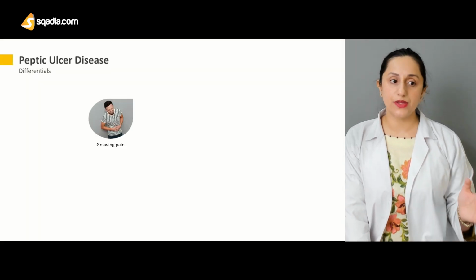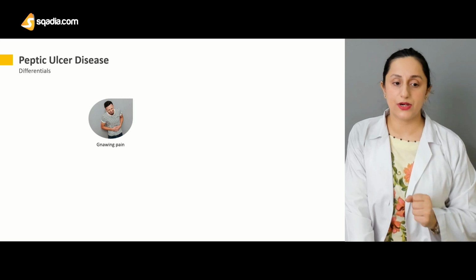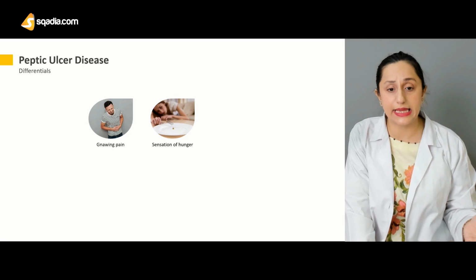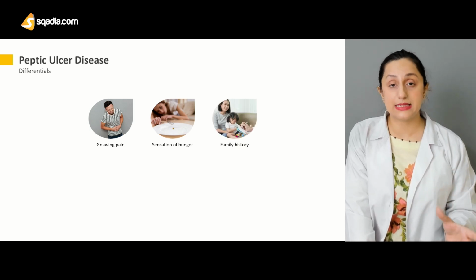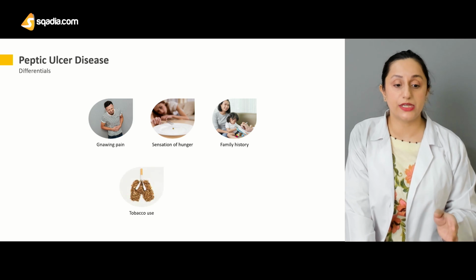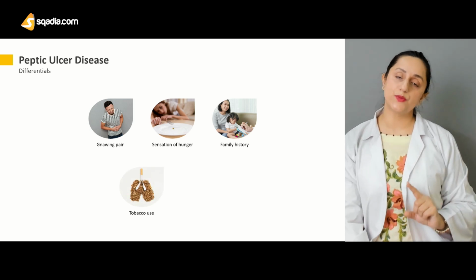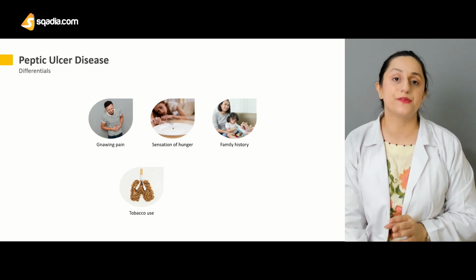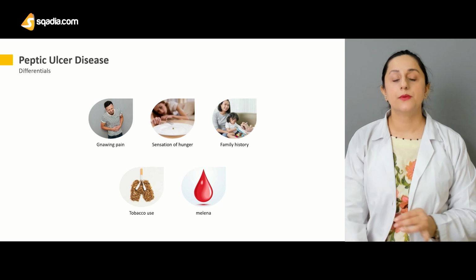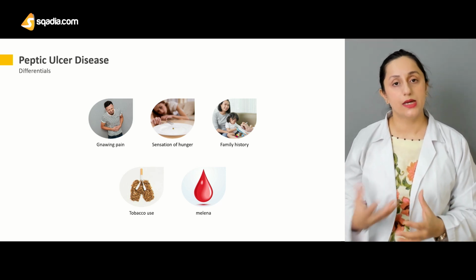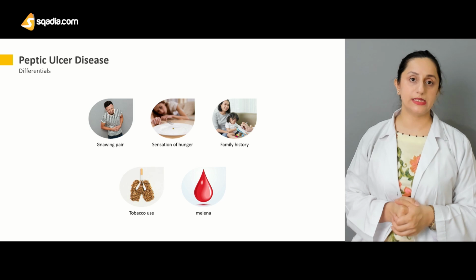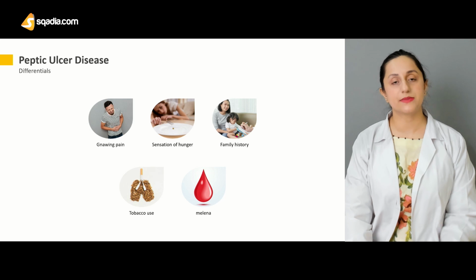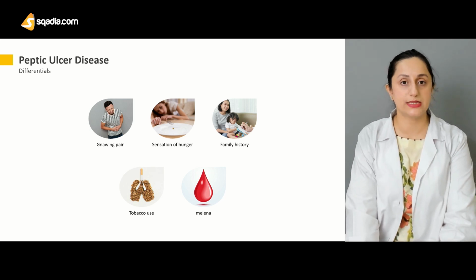The clinical features that we have to keep in mind are the gnawing pain that the patient would be having, and a sensation of hunger all the time. The family history is very important and very suggestive here. One of the things you'll focus on in history is the use of tobacco. If he's a smoker, he's most likely to develop peptic ulceration. Melena, or blood in stool, is one of the symptoms the patient may suffer from, and sometimes it is an associated feature.